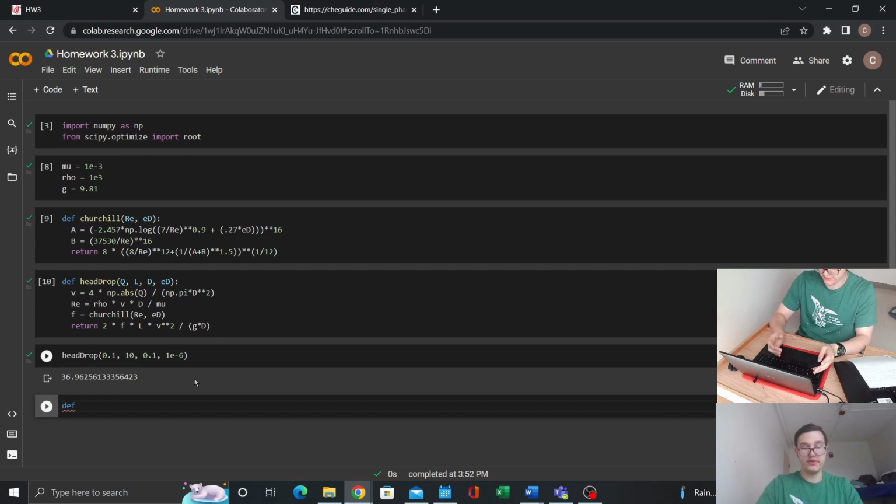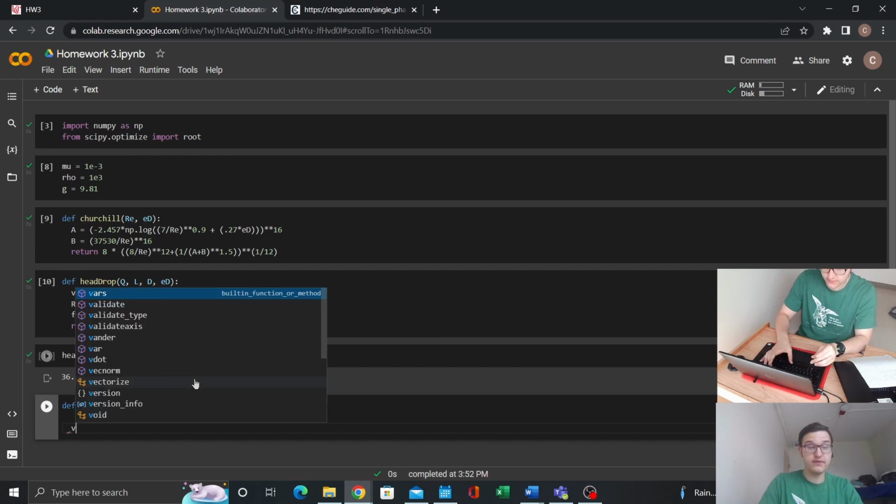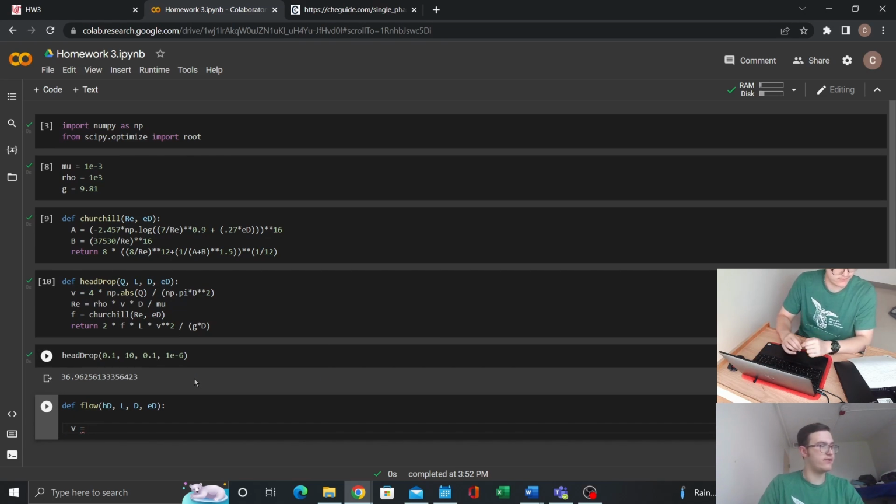So we're going to define flow given a head drop HD, given a length, given a diameter, given a roughness diameter ratio. So for this, we're going to want to find the velocity again, but a different velocity this time.